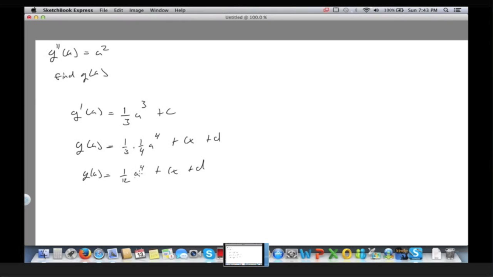I take the derivative for 1/3 A cubed, C, and then A squared. Okay, cool. I think that's good. So what is the independent variable in this problem? D.